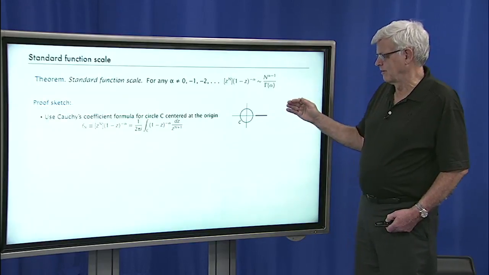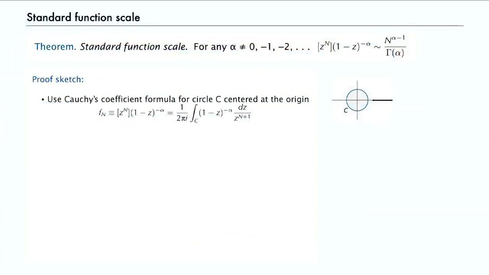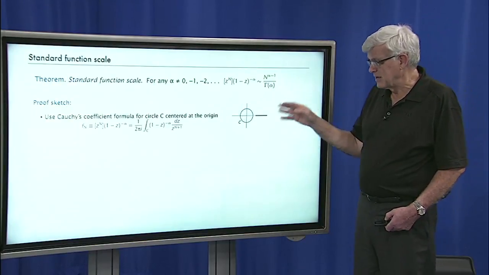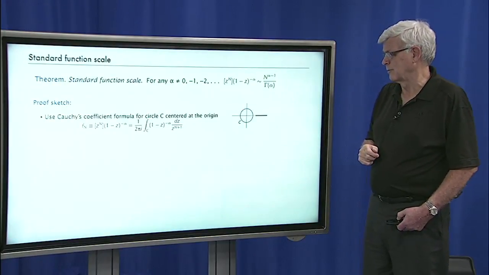So the sketch of the theorem is, to get the coefficient of z to the n in (1 - z) to the minus alpha, we use Cauchy's coefficient theorem. It says the coefficient of z to the n in a function is 1 over 2 pi i times the integral over a small circle where it's analytic, which the origin is fine, times dz over z to the n plus 1.